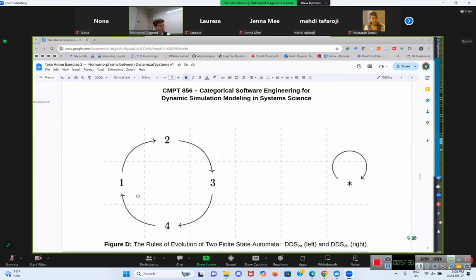Let's suppose this were a five state thing. Would it have one? Yeah. Suppose it had three things. Would it have one? Yeah. Any graph here is going to have something. Even an empty one is going to have a vacuous one.